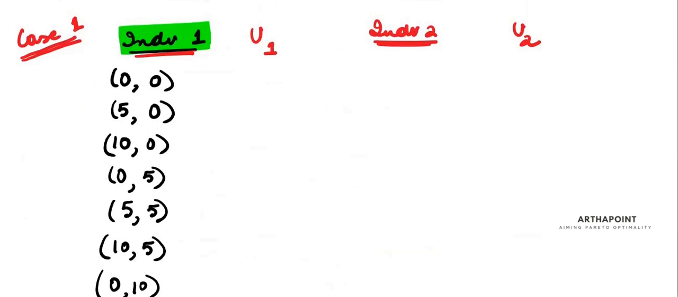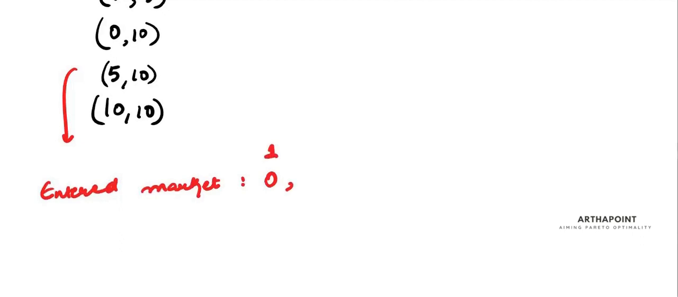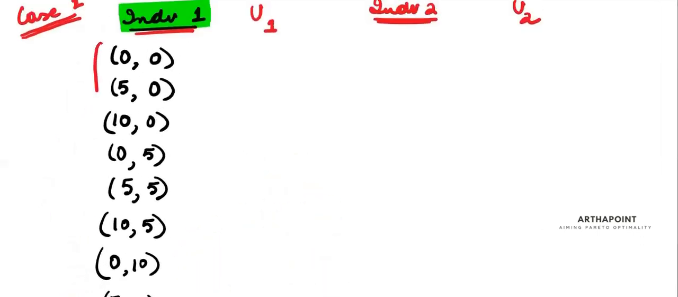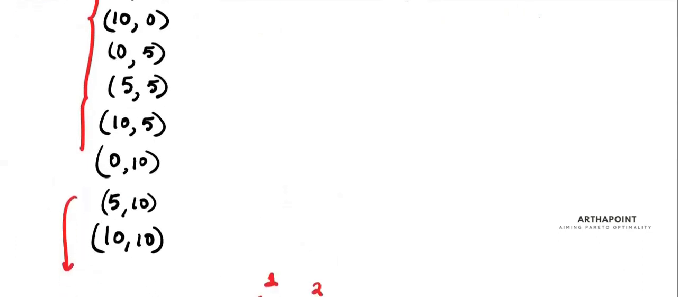Now I have a question before I even go into this. See, when he entered the market, he entered with 0 units of good 1 and 10 units of good 2. And now I am telling you that he can have any of these points.